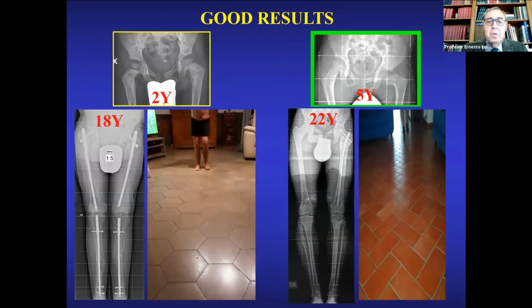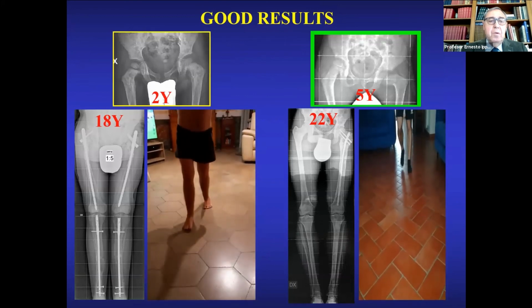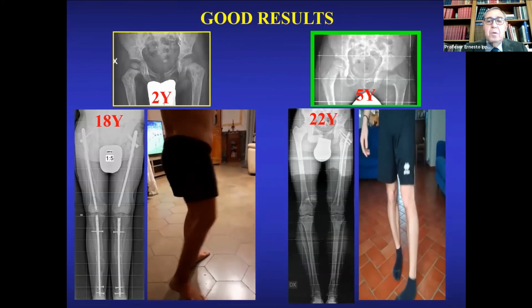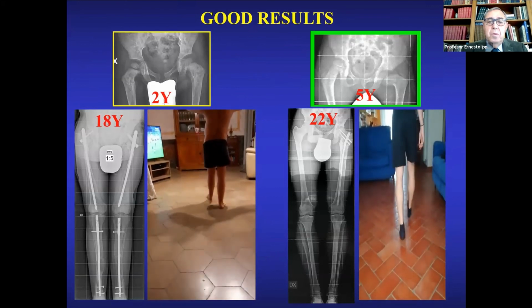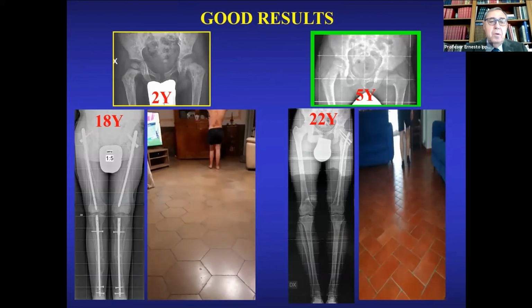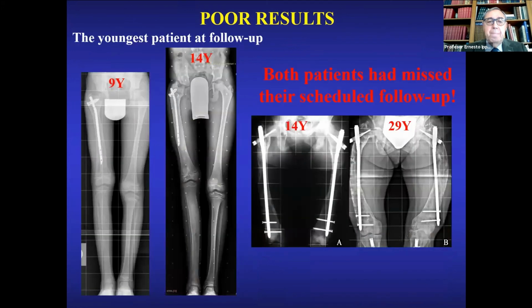And these are two patients who obtained a good result. And these are two patients who had a poor result. The patient on your left is the youngest patient at follow-up, not yet fully grown. Both patients were lost to follow-up for many years.